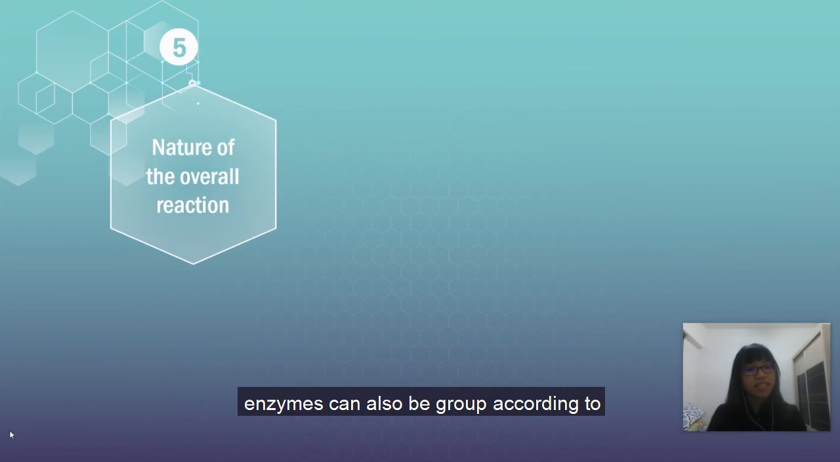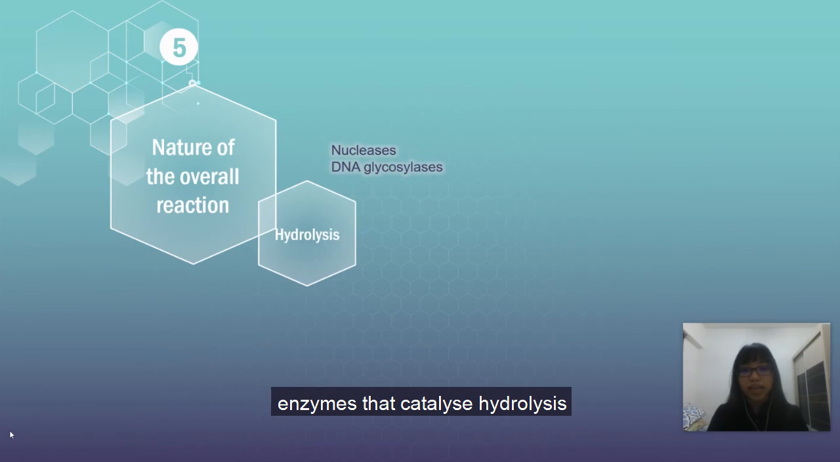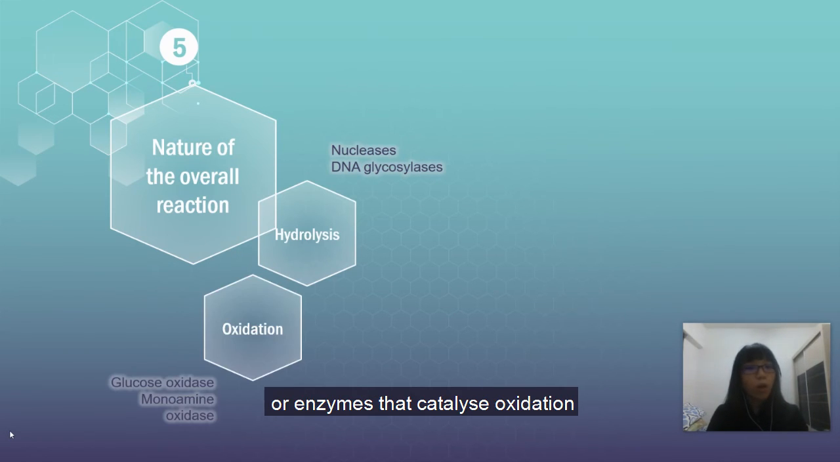On the other hand, enzymes can also be grouped according to the nature of overall reaction. For instance, enzymes that catalyze hydrolysis or enzymes that catalyze oxidation. This type of classification is the most commonly used classification. It is a systematic classification used by the Enzyme Commission.